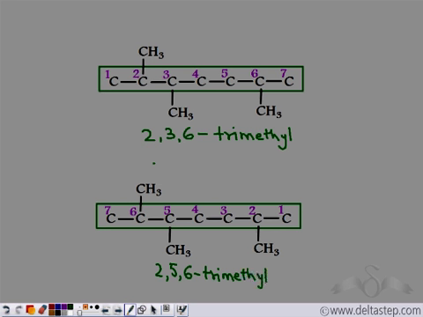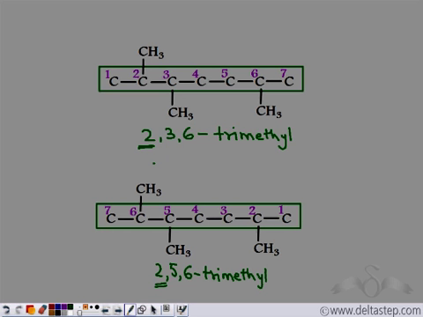Now you see that in both the cases, the first methyl group is encountered at position number 2. So now which one should we select? Well, if the first position is the same, move to the second position. In this case, you see that the second methyl group is encountered at position number 3. In this case, it is encountered at position number 5.